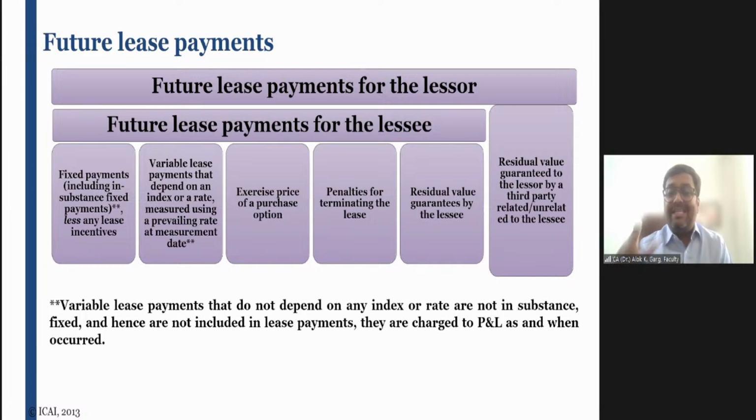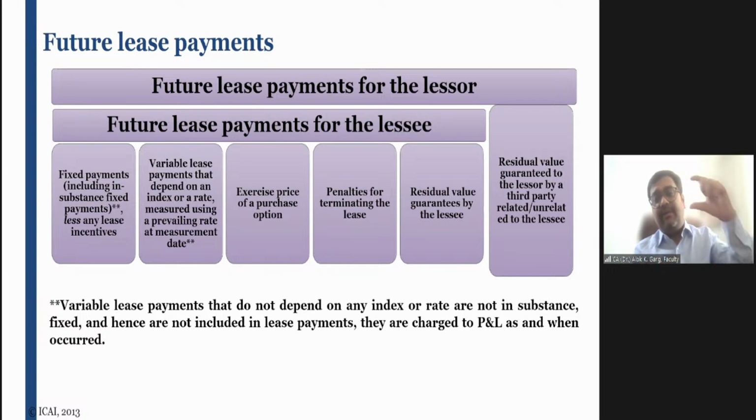Okay. So this variable payment is depending on a revenue. In the next year, the revenue has decreased from 5 lakh to 2 lakh. So now the lessee has to pay 2% of 2 lakh in addition to 1 lakh rupees. So it means the lessee has to pay 4,000 rupees extra. In the next year, this revenue becomes 10 lakh rupees. Now the lessee has to pay 2% of 10 lakh rupees in addition to 1 lakh rupees.